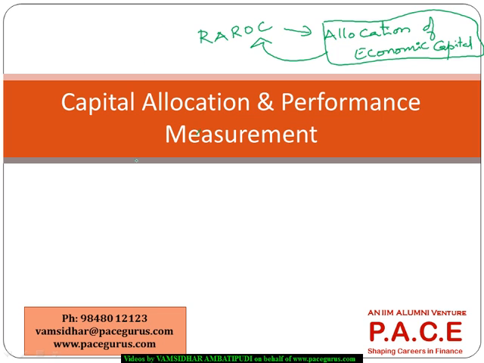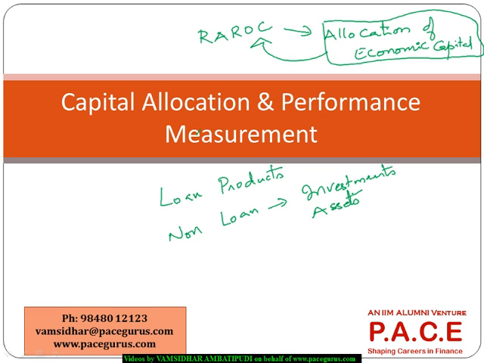Especially there is a differentiation that we are going to look at between the loan products which are there with the bank along with the non-loan products. When I say non-loan products, there could be some kind of investments which the bank has done or some other kind of assets which the bank is having. So for each of them, how do I typically go ahead in terms of allocating this economic capital?